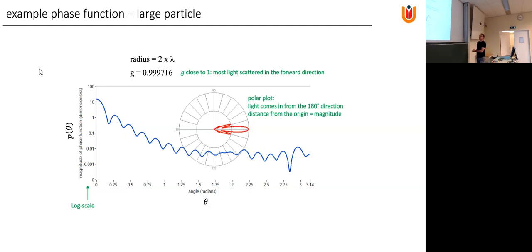From this polar plot and also from the graph here, you can see that most of the light is scattered predominantly in the forward direction, so in the direction where the light came from. It is a little bit redistributed, as you can see, but most of the light scatters in the forward direction. If you would calculate the average cosine for this situation, you would end up with 0.999 and then something, so very close to 1. Almost all of the light goes in the forward direction.